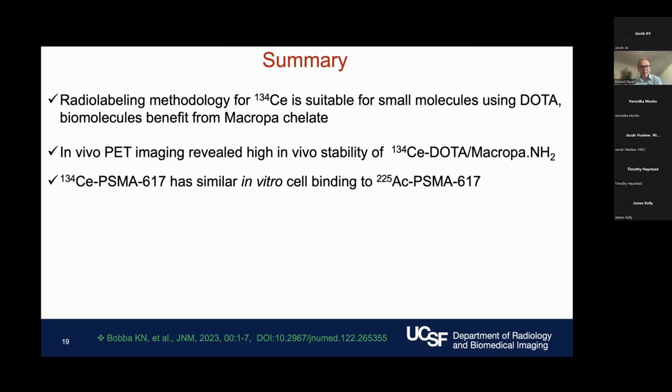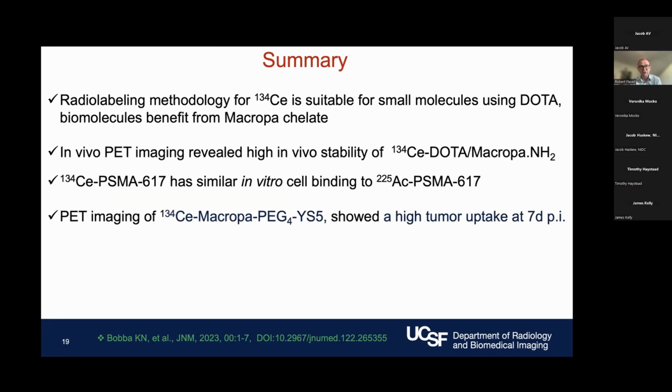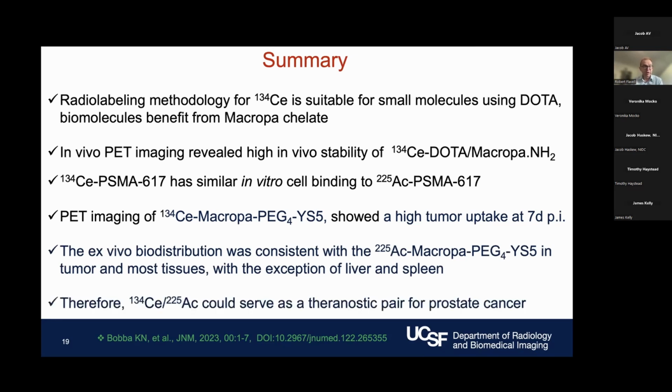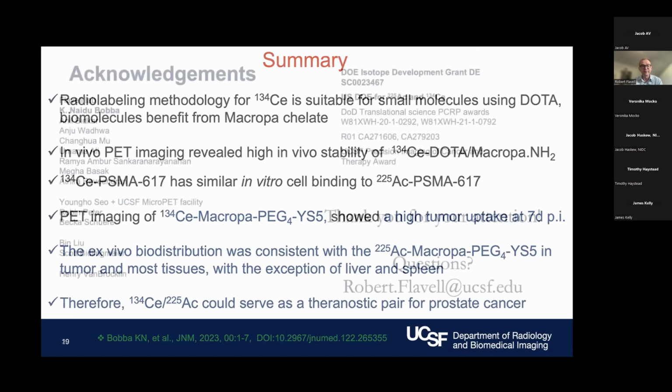The cerium-134 PSMA-617 has similar in vitro cell binding to actinium PSMA-617, and the PET imaging of cerium-134 Macropa PEG4YS5 showed a high tumor uptake at 7 days post-injection, and similar biological findings for the PSMA derivative, good uptake at early time points with washout at delayed time points. And the ex vivo biodistribution was consistent for the cerium-134 and the actinium-225 Macropa PEG4YS5 in tumor and in most tissues, with the notable exception of the liver and the spleen. So therefore, the cerium-134 actinium-225 pair could serve as a theranostic pair in prostate cancer.